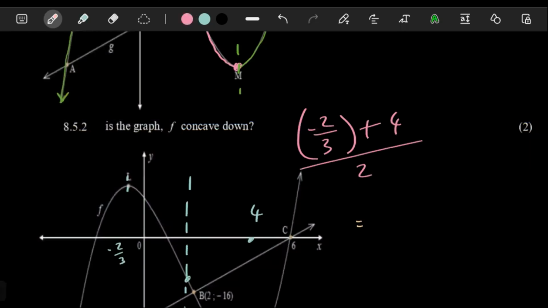So what does that give us in the calculator? 5/3. There we go.